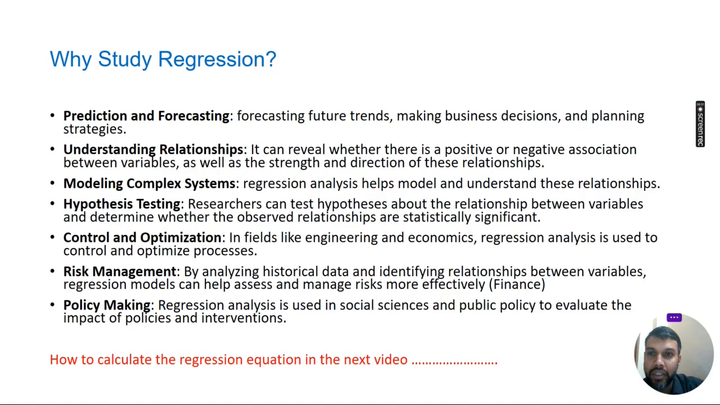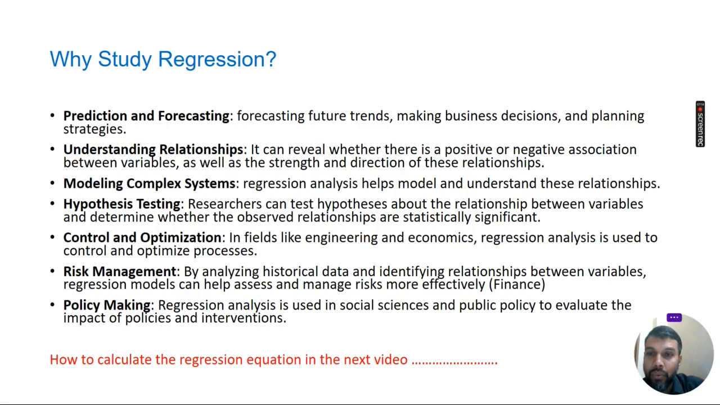Now it's important to understand why study regression. Regression helps in prediction and forecasting. By prediction, I mean if I can predict what would be the change in the dependent variable for a change in the independent variable, it helps me make better decisions and plan ahead.